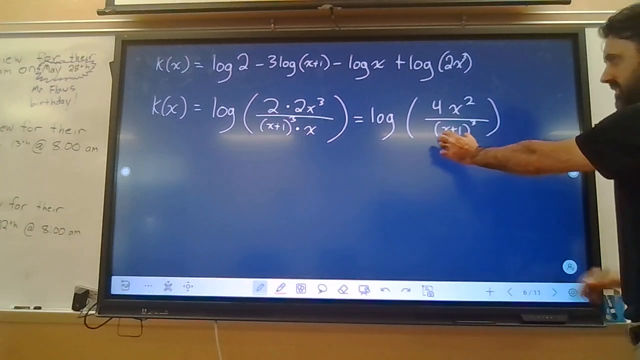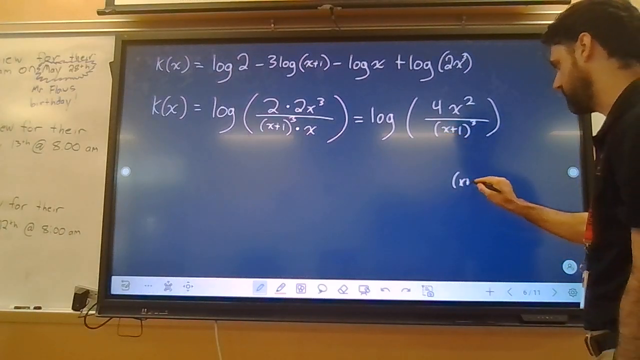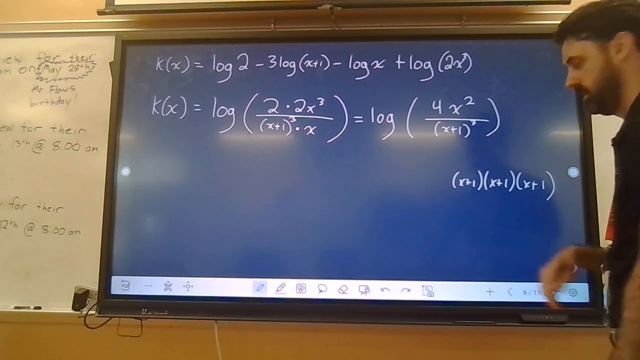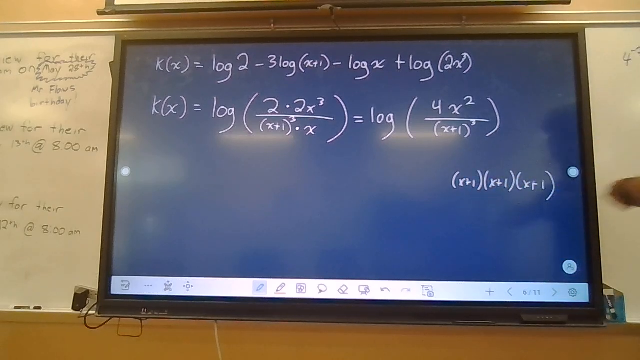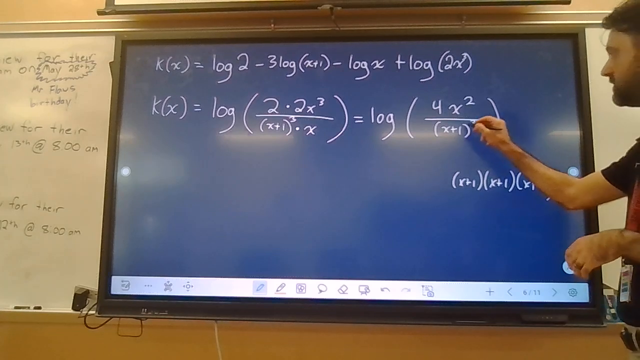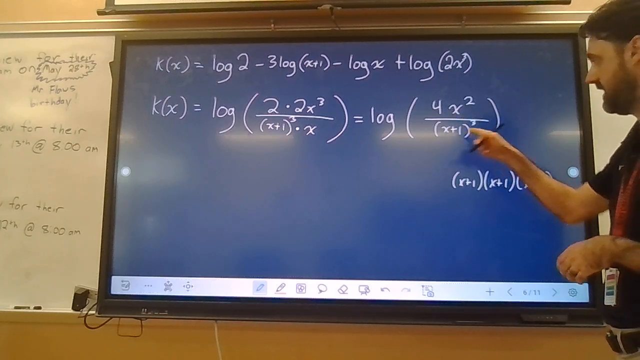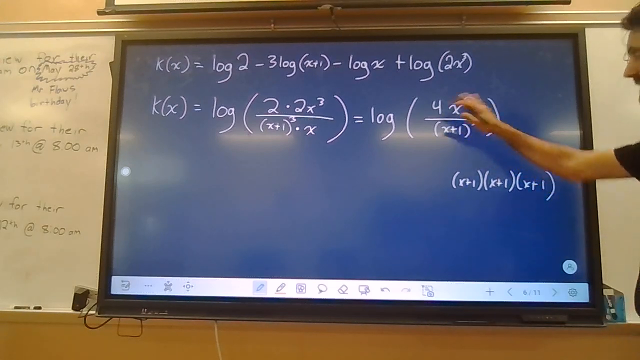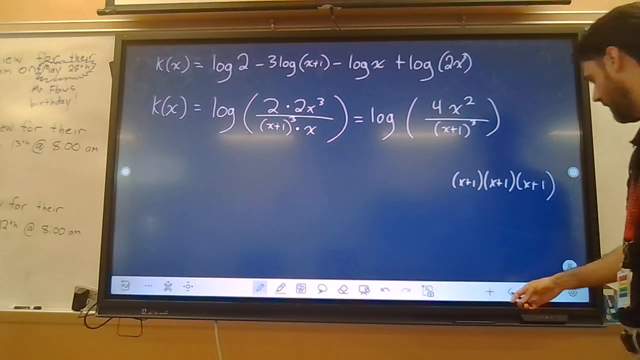You do not need to do x plus 1 times x plus 1 times x plus 1. Okay, you would have to do a ton of distributing. That is not more simple than this. And no, you cannot distribute an exponent to the x and the 1. It's not x cubed plus 1. Does not work. Okay, we leave it like that right there. All right?